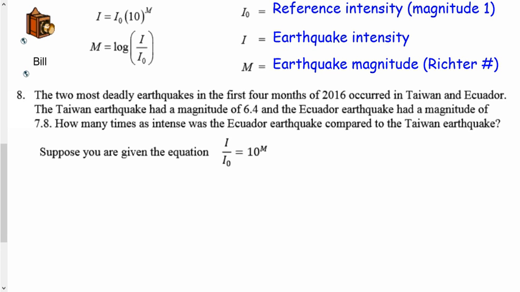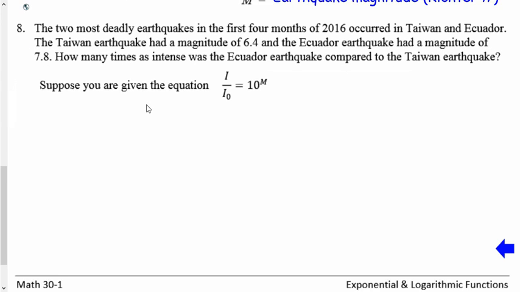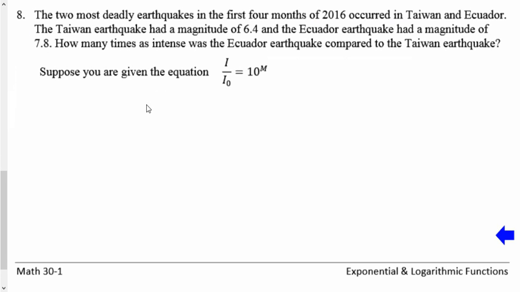Well, let's begin this question by doing some rearranging of this equation. I'm going to take this I sub 0 and multiply it to the other side. And so I would get the intensity of an earthquake will be that reference intensity times 10 to the exponent m. Now, the reason I want to do this is because I want to know how many times as intense it was.